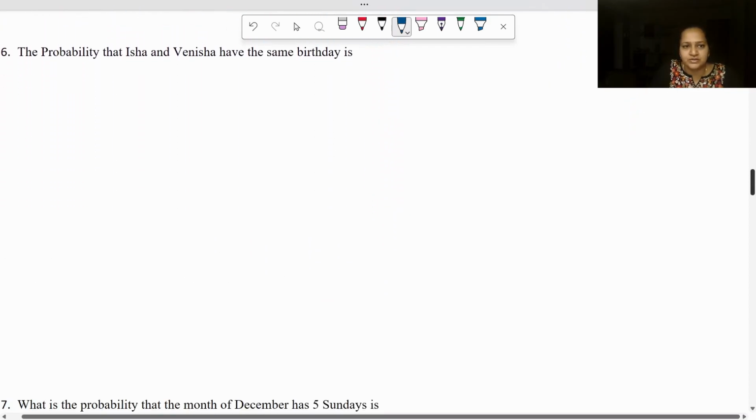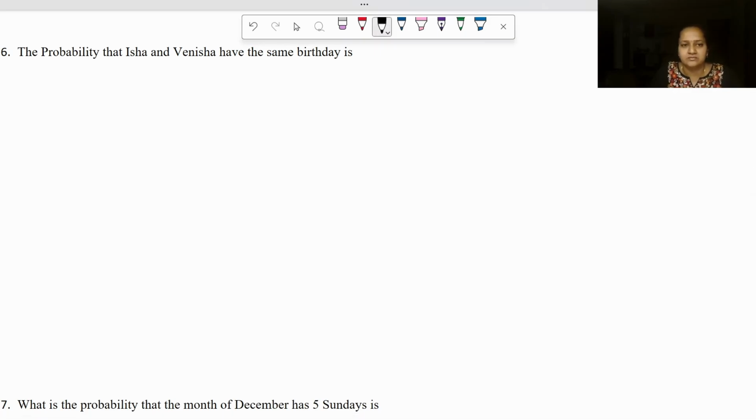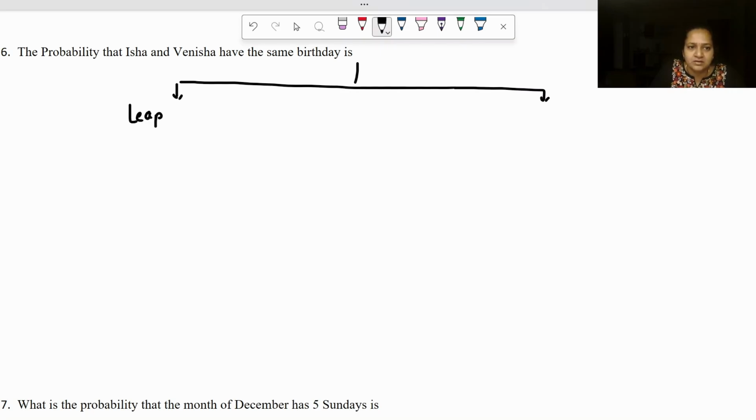Moving ahead with one more question. We are given the probability that Isha and Venisha have the same birthday. Isha and Venisha are two girls. What is the probability that they have same birthday? We assume, because here the year is not mentioned, so we will have two categories over here. We'll say two cases. If it's a leap year or a non-leap year.